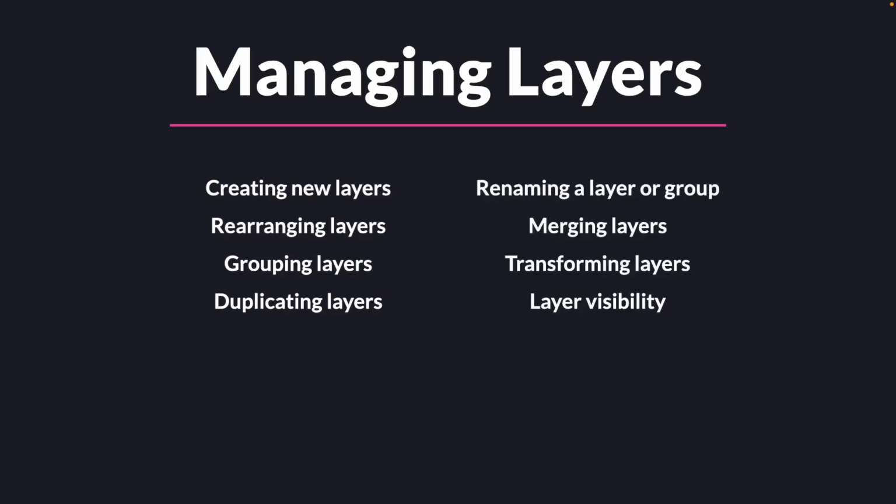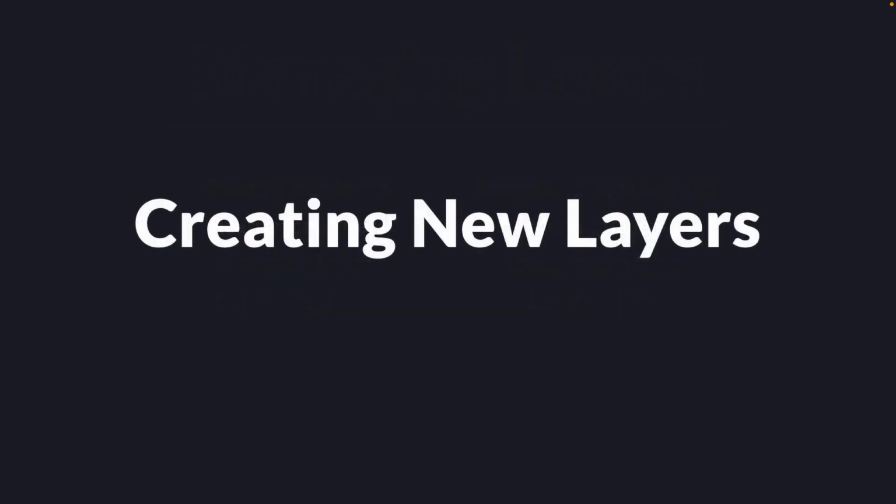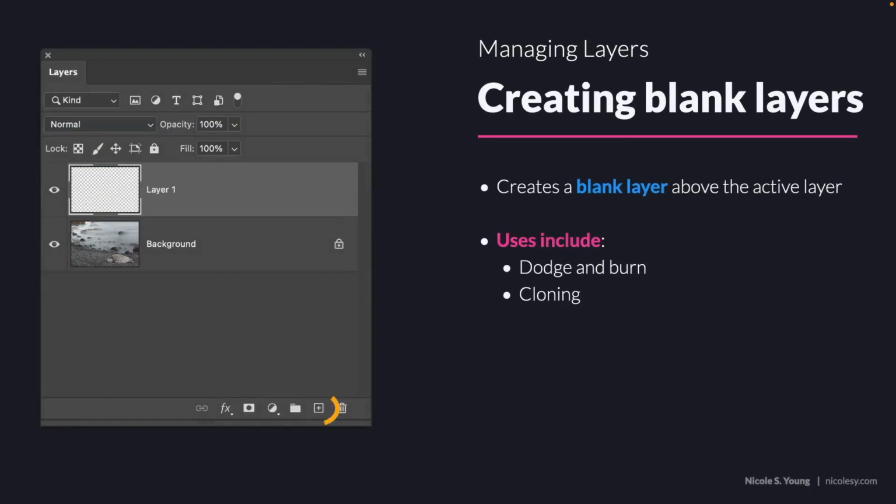Let's start out by learning how to create new layers inside of Photoshop, and we'll begin with creating blank layers. One reason you may want to use a blank layer when editing your photos is for certain types of non-destructive editing. Some of these examples are dodging and burning and cloning. To create a new blank layer, you simply use that plus icon in the Layers panel, and it creates a brand new empty layer just above the image that you had selected.